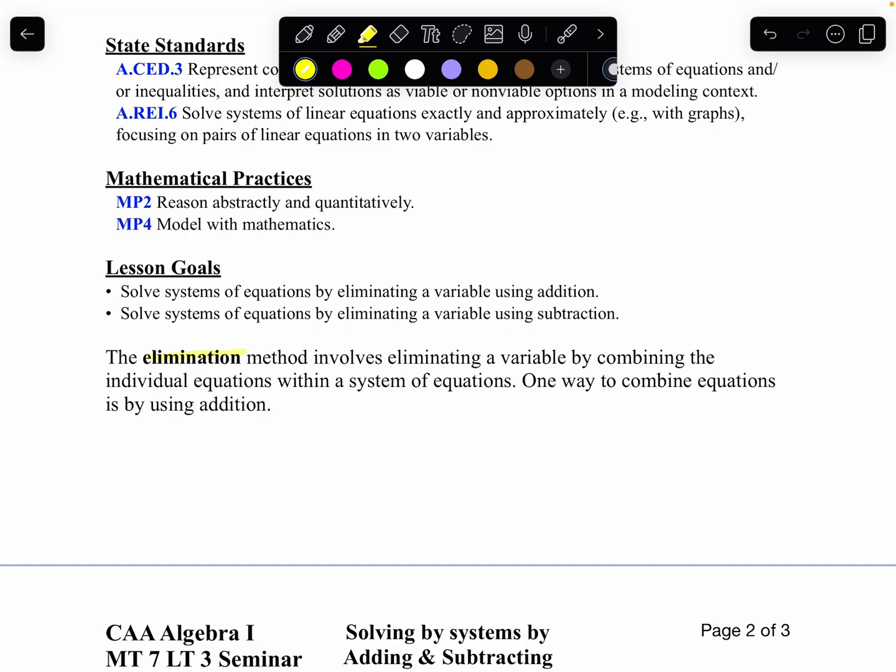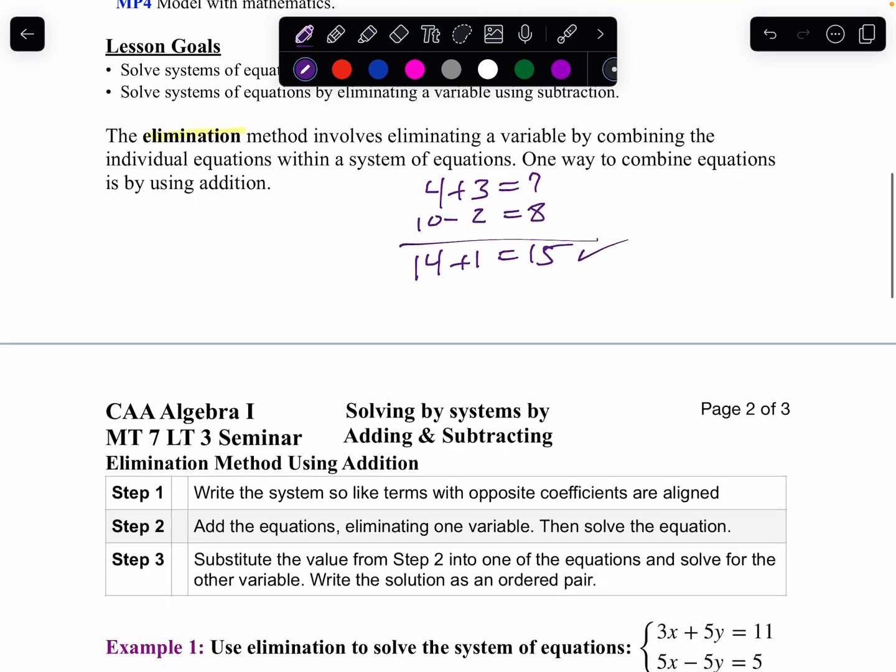And when you solve a system by elimination, you're just adding the same thing to both sides. So for example, if I have 4 plus 3 equals 7, and 10 minus 2 equals 8, if I add those 2 equations up, I'll get 14 plus 1 equals 15. I've just added the same thing to both sides, so we'll get another true equation. That's what we're going to do with elimination.